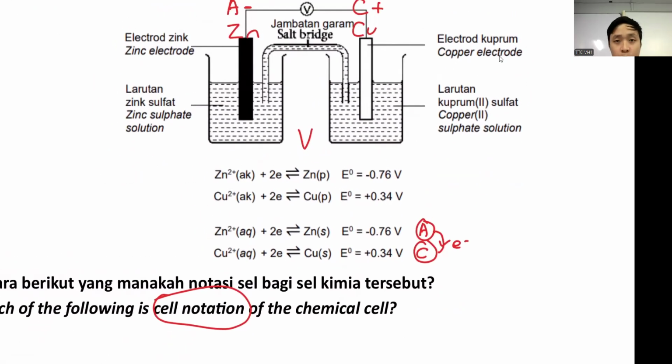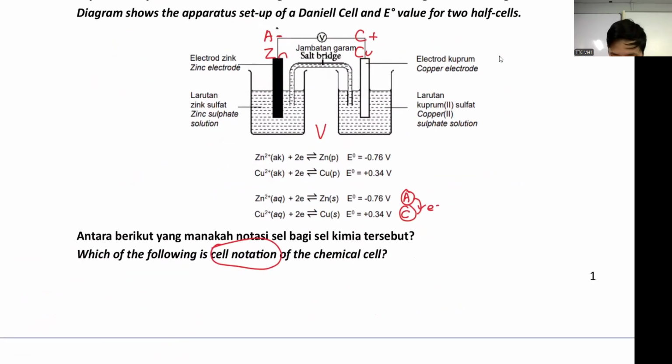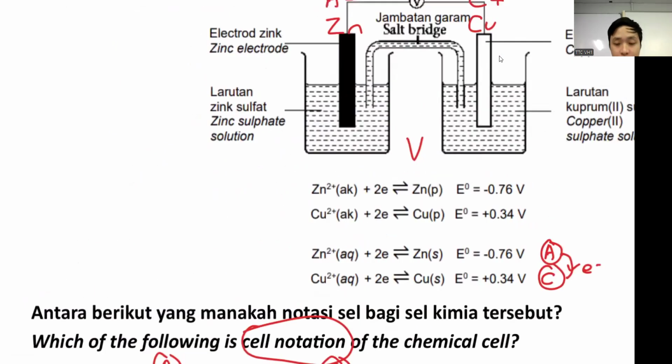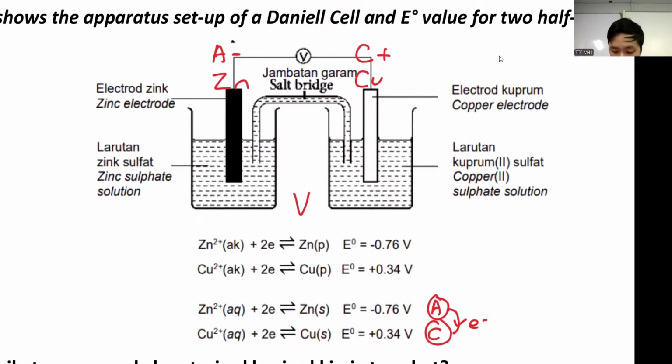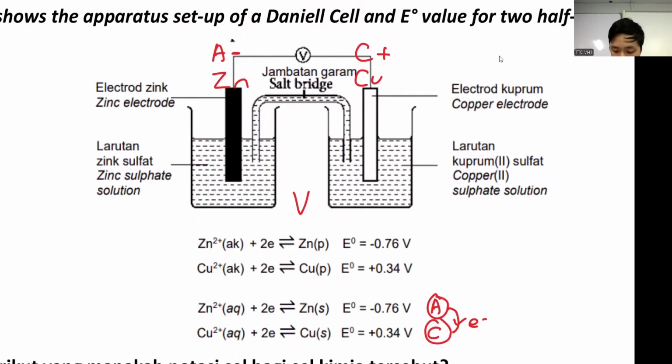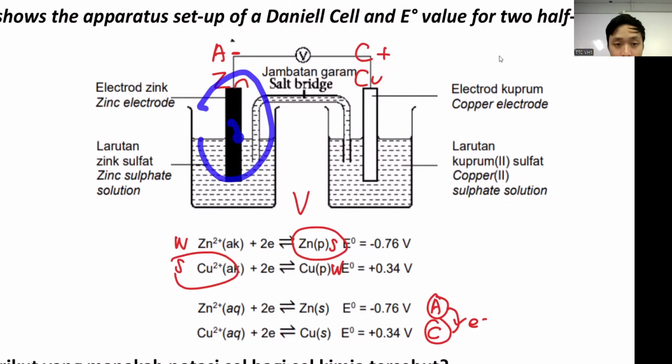So how do we write cell notation? We always write the anode part first, then only we write the cathode part. So the anode part is what to what? You can use the method weak, strong, weak. Normally, we start with the strong first. It means at the anode, the electrode will become thinner. It will dissolve, melarut, and become thinner. In Malay, it's called menjadi nipis. So Zn dissolves and becomes Zn2+.